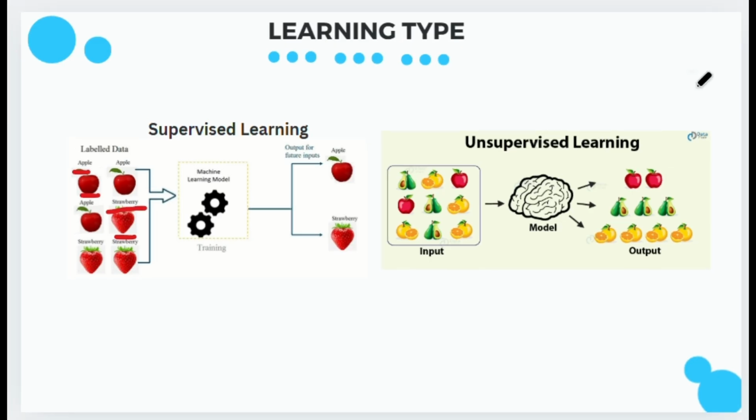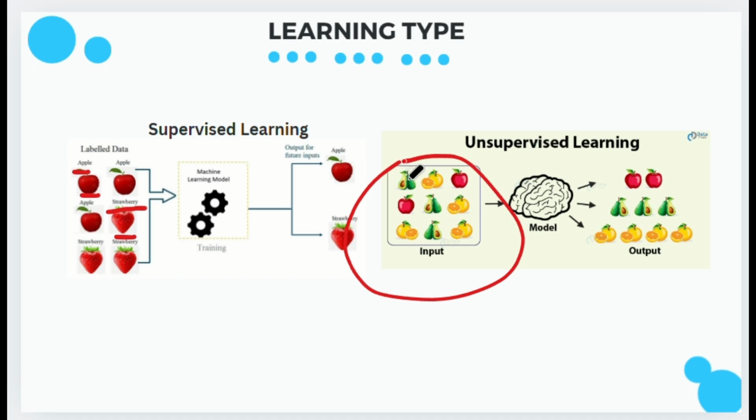Now, if we look at unsupervised learning, we can see there is no labeled data. All the fruits remain unlabeled. So in unsupervised learning, no labels are provided, only input data is given. That means the dataset doesn't contain predefined output, no target variable. The system tries to find hidden patterns, structure, or grouping within the data on its own. So in unsupervised learning, the model learns without answers. The computer only gets input data, no correct output, and the goal is to find patterns, groups, or structure in the data.